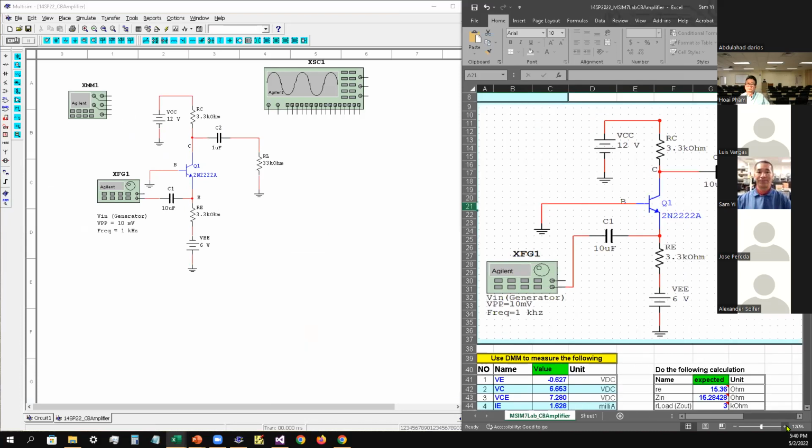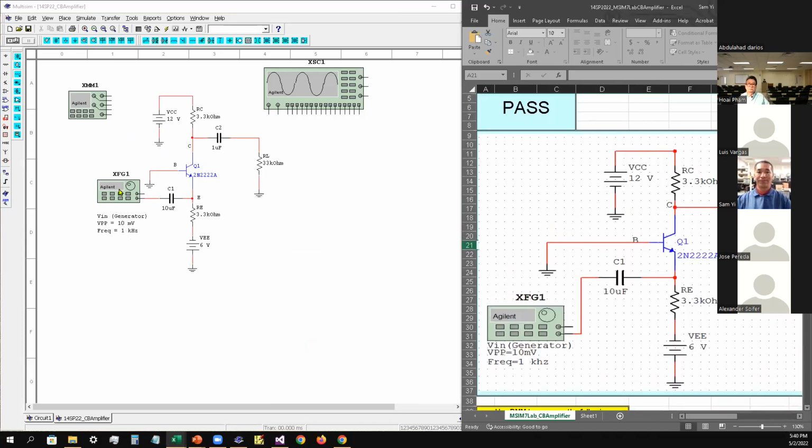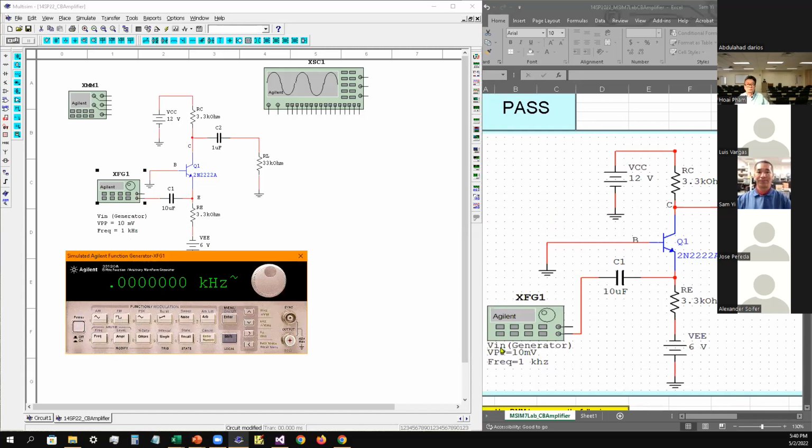Okay, so we're going to be looking at that. Just turn on your generator. In this case, your VN for your generator is going to be 10 millivolt peak to peak. So you turn it on, and then it goes into frequency, and then you click on the amp to go to amplitude.